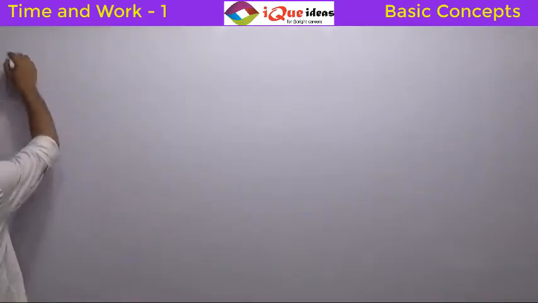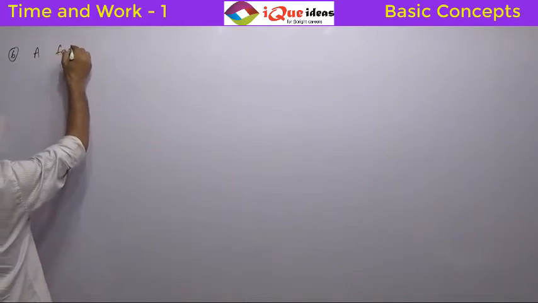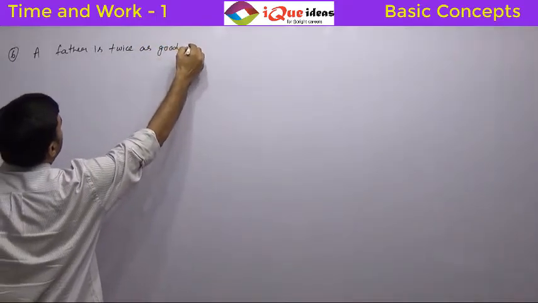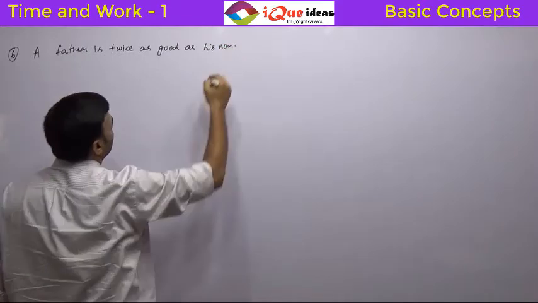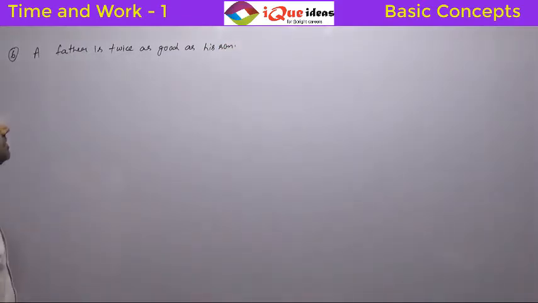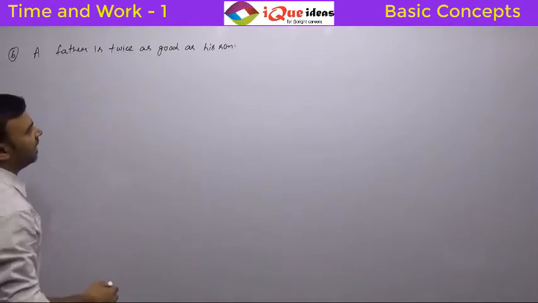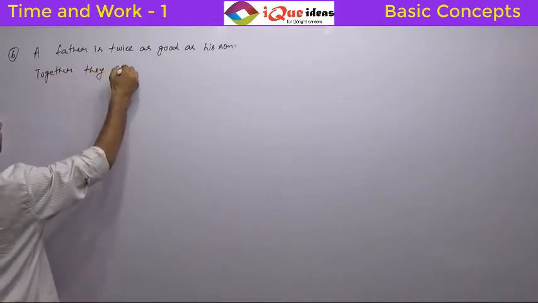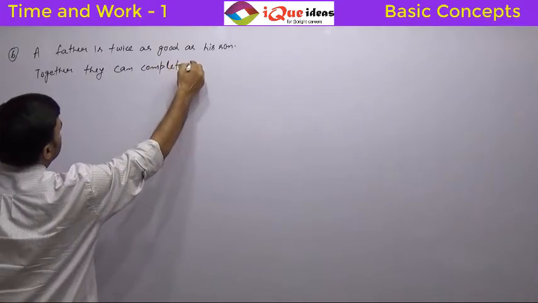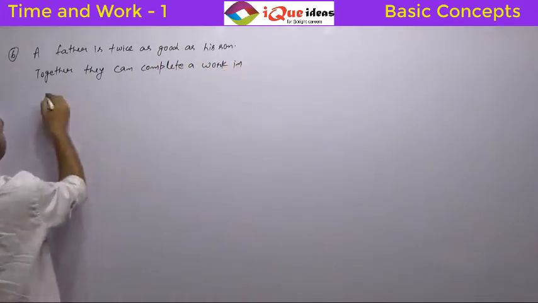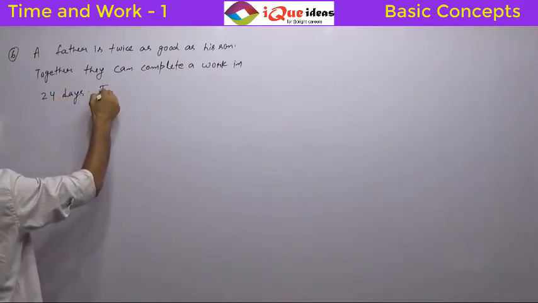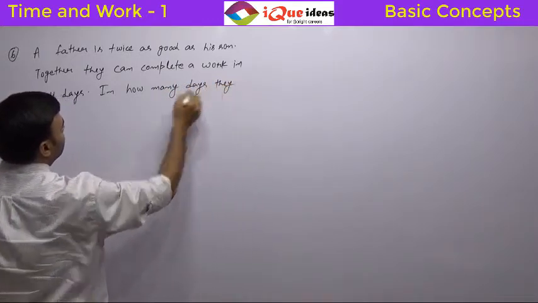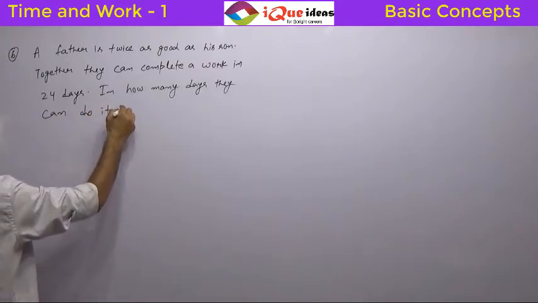Now let's take up a question in which it says that a father is twice as good as his son. Not in looks, in the efficiency of doing work. A father is twice as good as his son. Together, they can complete a work in 24 days. In how many days can they do it alone? They can do it alone individually.